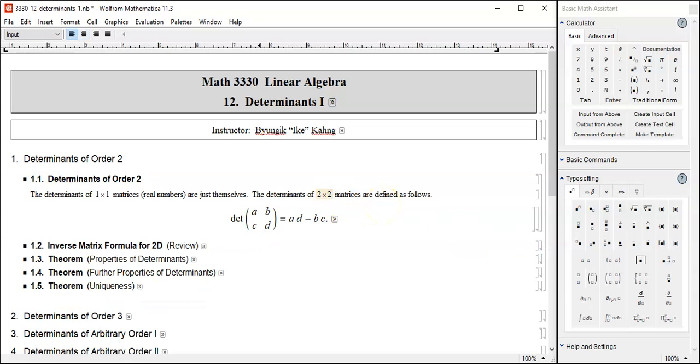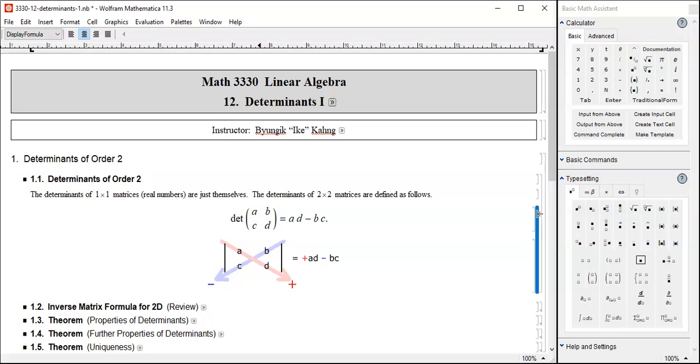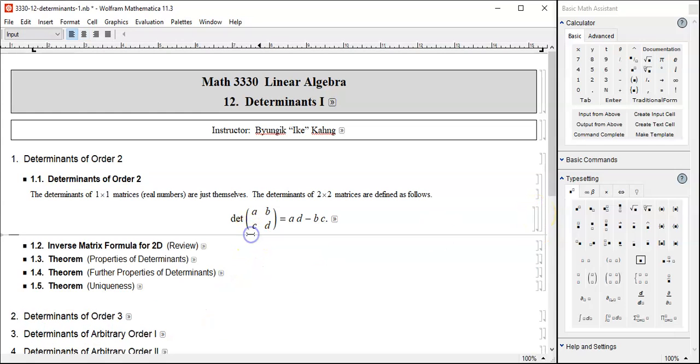The determinants of 2 by 2 matrices: AD minus BC, and here is the practical method. Multiply the principal diagonal, A times D, and that's plus, and multiply the other diagonal, B times C, and that's minus, and add them together, we have AD minus BC. That's the definition of the determinants for 2 by 2 matrices.